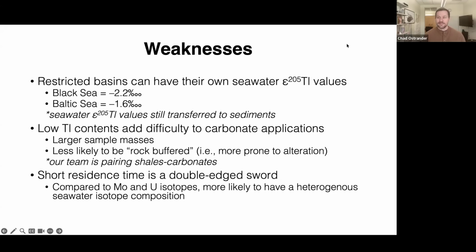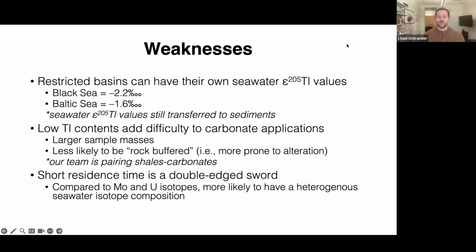For the carbonate applications, again, we're just starting these applications, and it's not as smooth as the shales. The low thallium contents do add predictable complications. You need larger sample masses, which complicates the chemistry. It can make the analyses slightly harder as well sometimes. And because these contents of thallium are so low in these rocks, they're much less likely to be rock buffered. So when you think about diagenesis, the relative concentration of your element of interest in diagenetic fluids versus the solid, in this case, the thallium content of the solid is really low. And so any small addition or subtraction of thallium from that system from diagenetic fluids can affect the system.